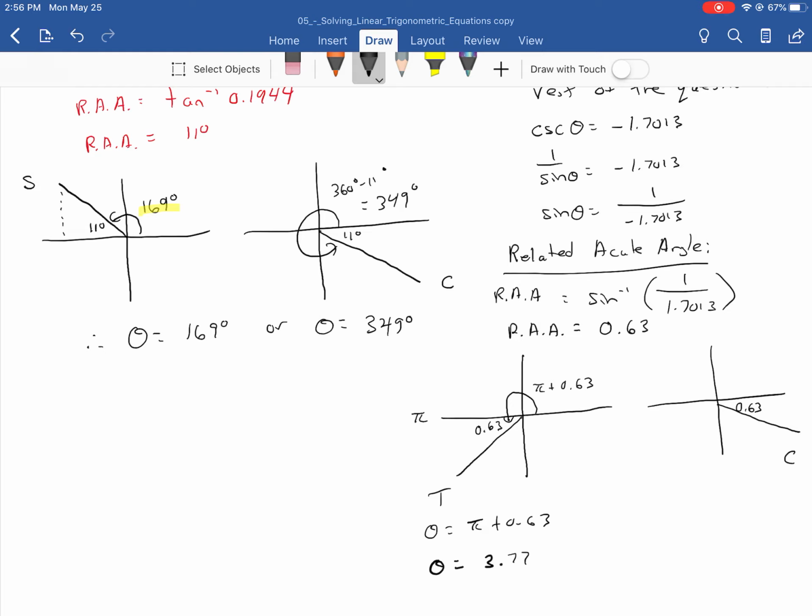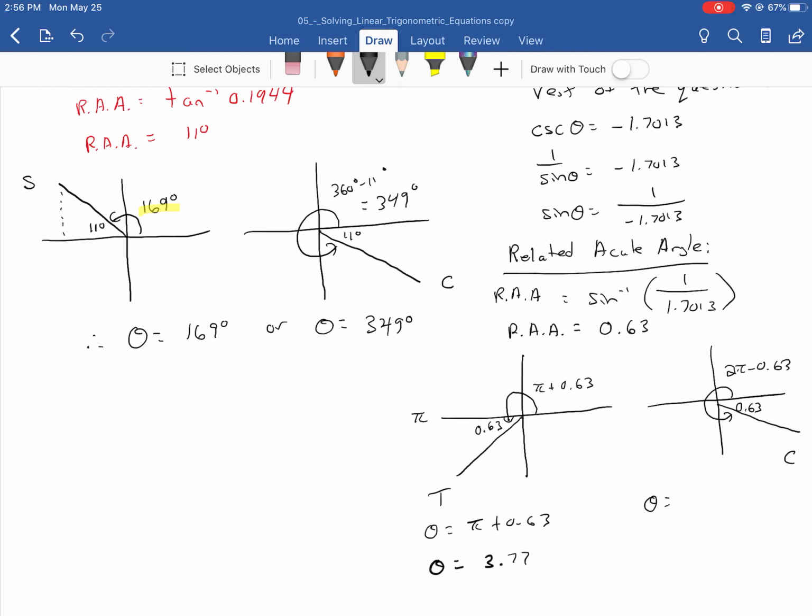But remember, pi is the same as 180 degrees. When we're thinking in radians, we're thinking that that flat angle is, instead of being 180 degrees, we're thinking of it as pi. And so when you do that, you do get the decimal answer, 3.14.